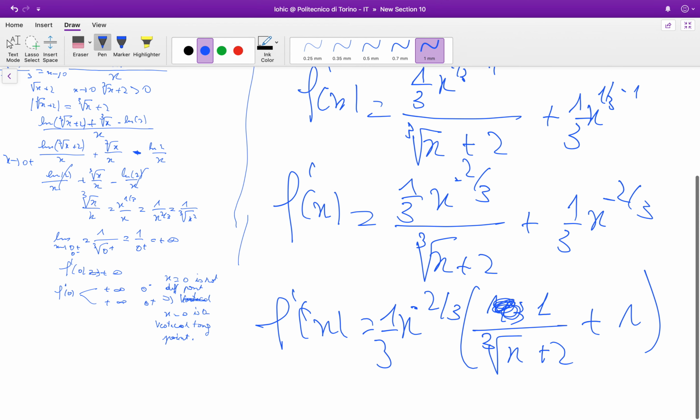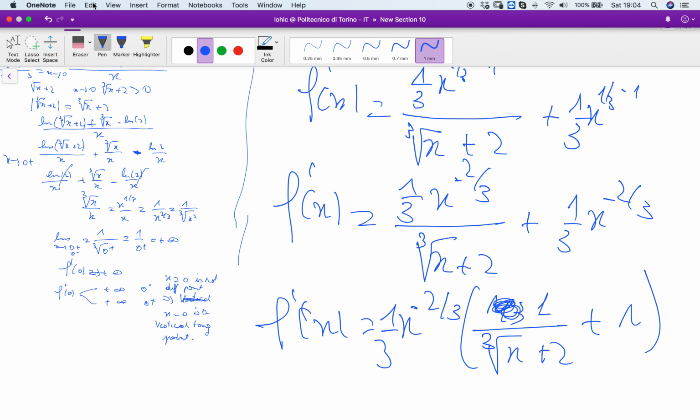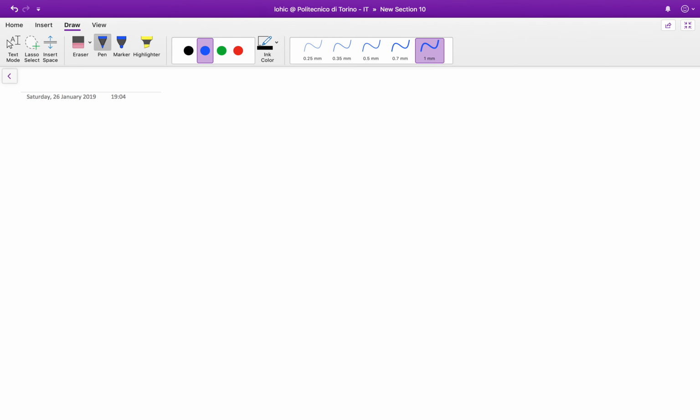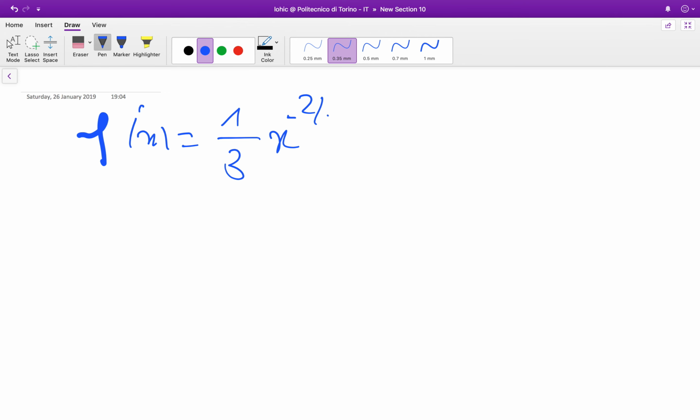So this is our... let me write the derivative on another page. So the derivative is f prime of x equal to 1 over 3 times x to the power minus 2 over 3, multiplied by 1 over the cubic root of x plus 2, then plus 1.